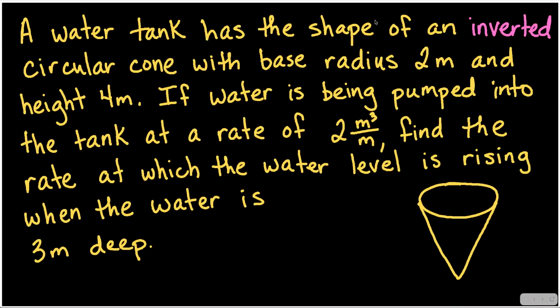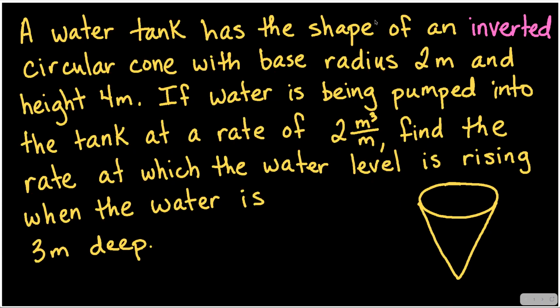A water tank has the shape of an inverted circular cone with base radius 2 meters and height 4 meters. If water is being pumped into the tank at a rate of 2 cubic meters per minute, find the rate at which the water level is rising when the water is 3 meters deep.